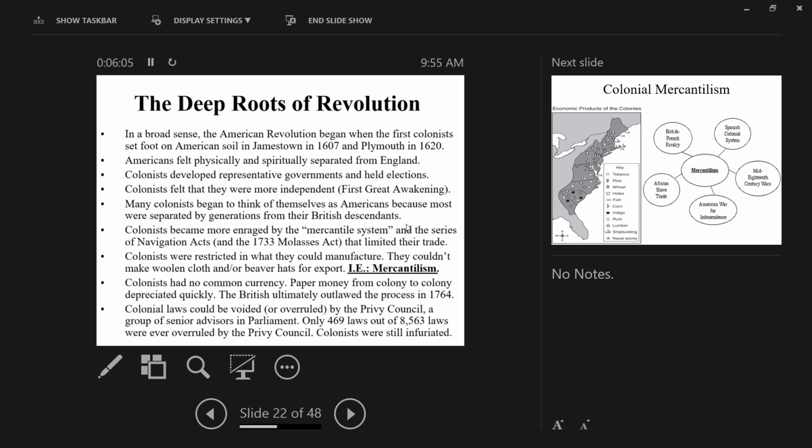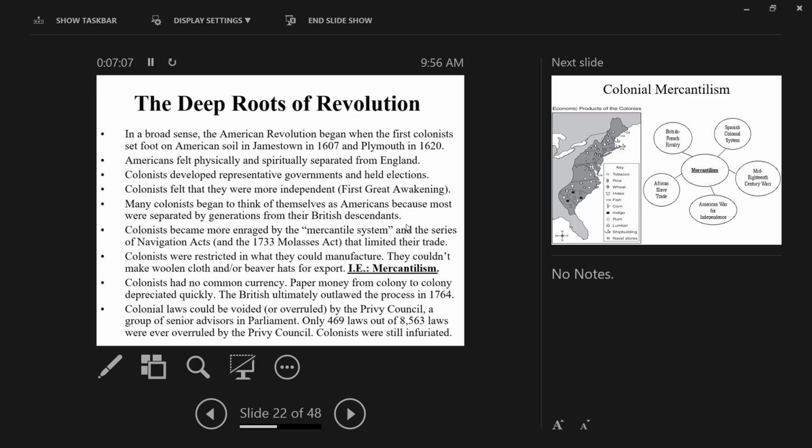Colonial laws, as we've talked about before, could be voided or overruled by the Privy Council. The Privy Council, now I think this is pretty interesting. We remember the Privy Council, right? They're a group of advisors in Parliament that oversee colonial law. They're kind of like a check and balance to colonial law. Well, only 469 colonial laws out of 8,563 were overruled or rejected by the Privy Council. And also in that 469, any law attempting to abolish slavery was rejected. Now, if you're looking at this in terms of a percentage, most colonial laws passed on through without issue. But even though it was just 469, this angered and bothered the colonists, especially colonial lawmakers.